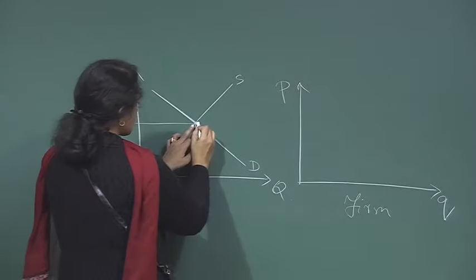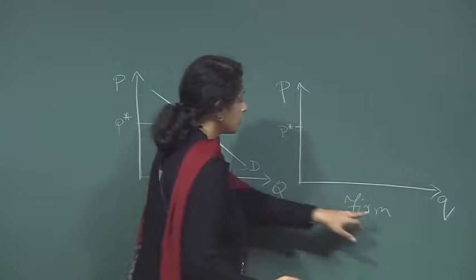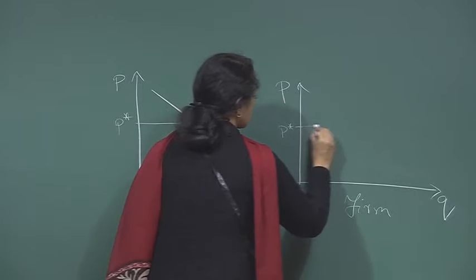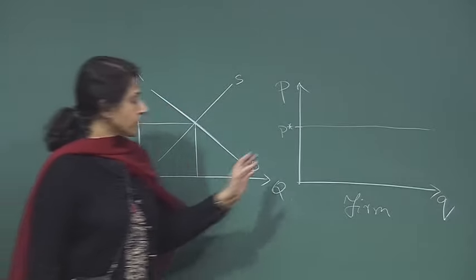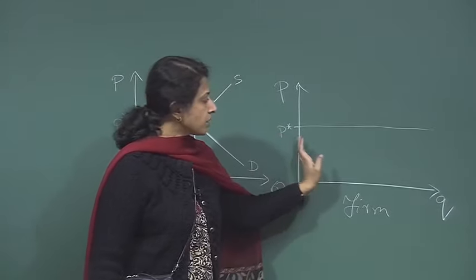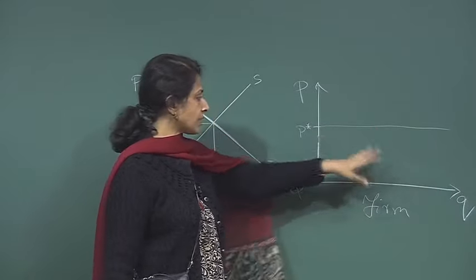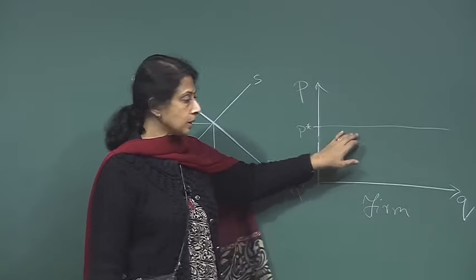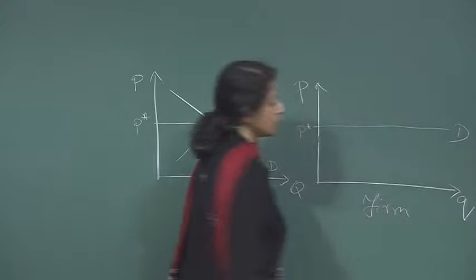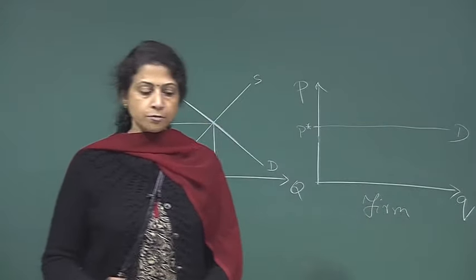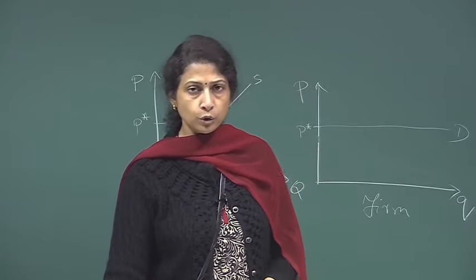So the firm basically took this price as given. The firm knew that at this price, this is the demand curve. That is, he knows that the buyers will buy as much of the product as possible at this price. So, this is the demand curve that the firm was facing in case of a perfectly competitive market. But what happens in the case of monopolistic competition?